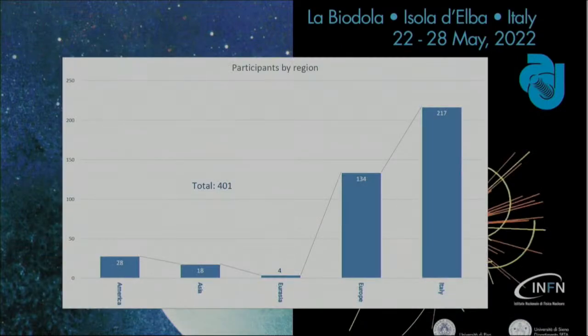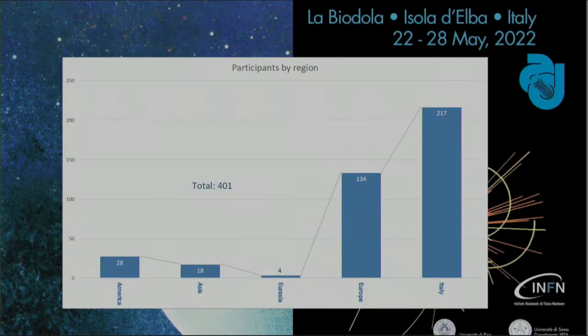Just a quick look at the participation by region. We had a total of 400 participants. Clearly there's a large number from Italy, more than 200 just from Italy, and then 134 from Europe, but also we had quite a number from Americas, Asia, and Eurasia. And clearly these numbers here are smaller than in past editions, but that's due to the difficulty of traveling. We hope that in the next editions they will be overcome.